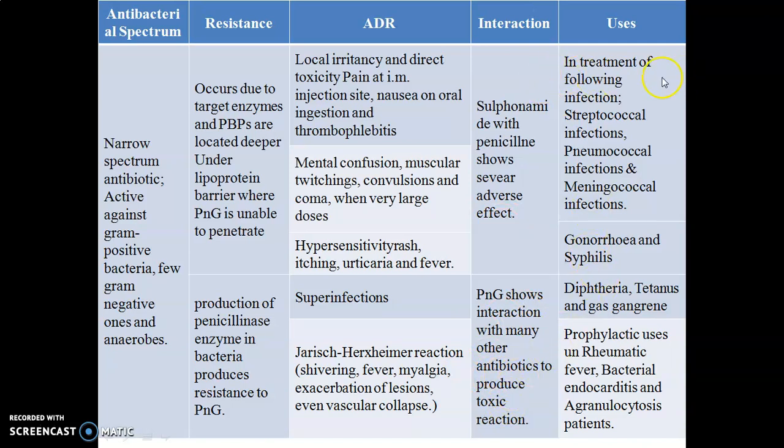Then what is the treatment? Penicillin is used for the treatment of streptococcal infection, pneumococcal infection and meningococcal infection. Also, penicillin is used for the treatment of gonorrhea and syphilis, which are sexual diseases. It is also used for the treatment of diphtheria, tetanus and gas gangrene. Also, penicillin is used as a prophylactic for rheumatic fever and bacterial endocarditis.